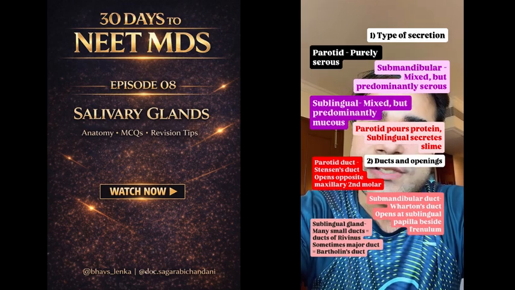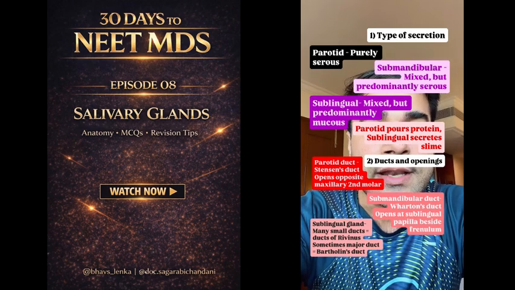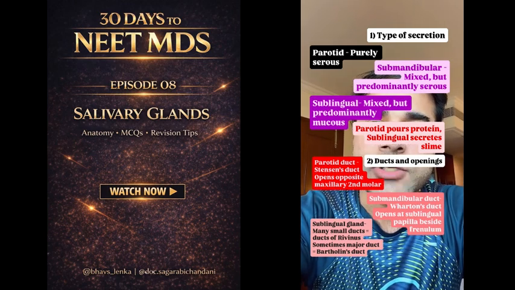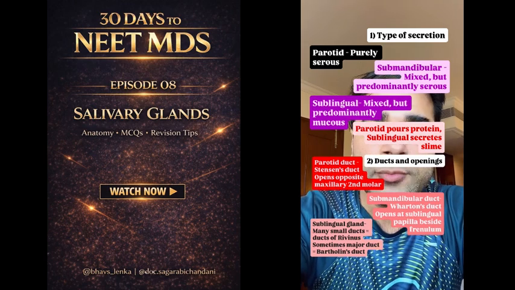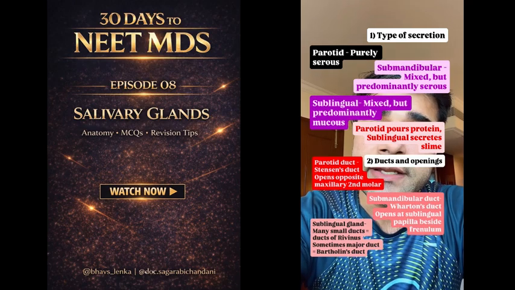Mnemonic: S for Stenson, side of the second molar. W for Wharton, under the tongue. Ultra short: parotid, Stenson, upper second molar. Submandibular, Wharton, floor of the mouth. Sublingual, Rivinus, many tiny openings.